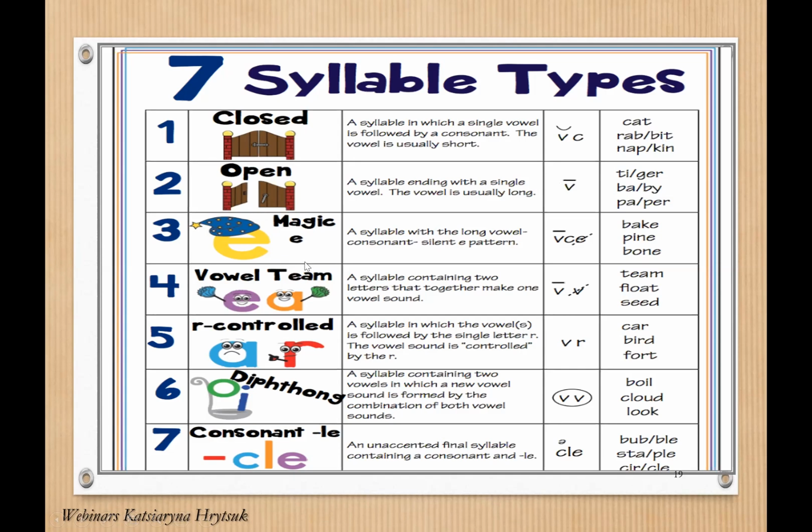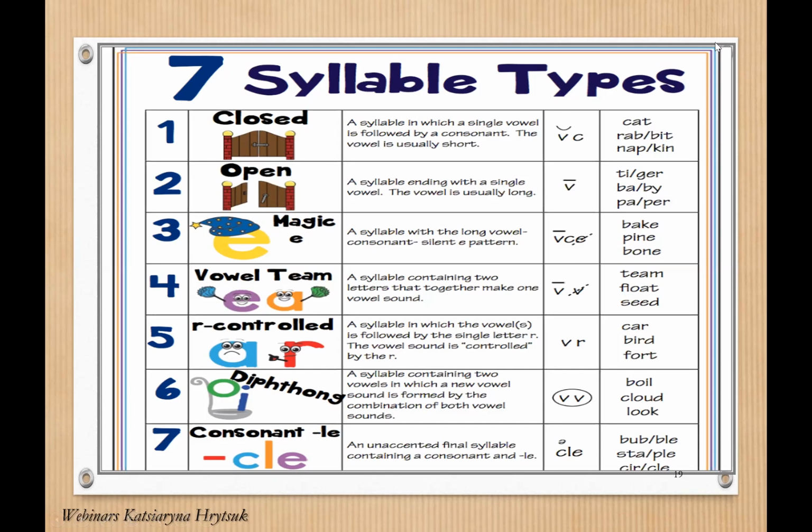Next one, I like this kind of drawing of magic E. So what is magic E? That is a syllable with the long vowel, consonant, and silent E pattern. So what does it mean? So we have vowel, then we have consonant, and always E at the end. You see? Bake, pine, bone, and the vowel we read it as a letter.